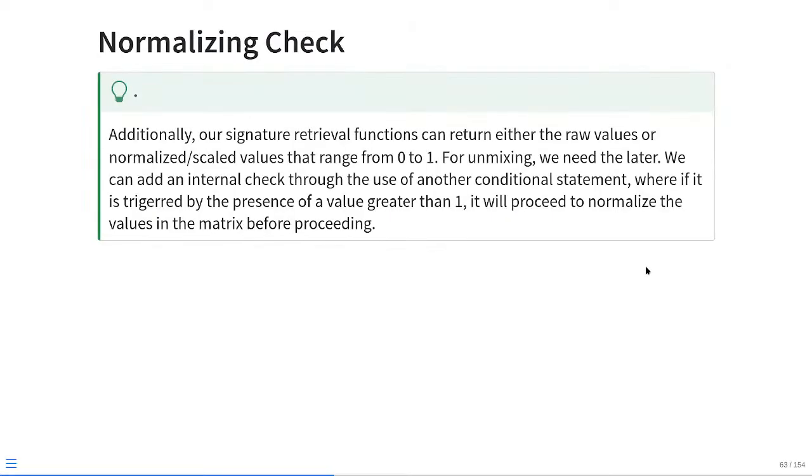So our signature retrieval functions that we've been working with over the last few weeks have the ability to return either the raw values or the normalized scaled values that will range from 0 to 1. For unmixing, we're going to need these scaled values. So we can add an internal check through the use of an additional conditional statement that if it gets triggered by the presence of a value that's greater than 1, we'll just proceed to normalize the rest of the values in the matrix before proceeding.